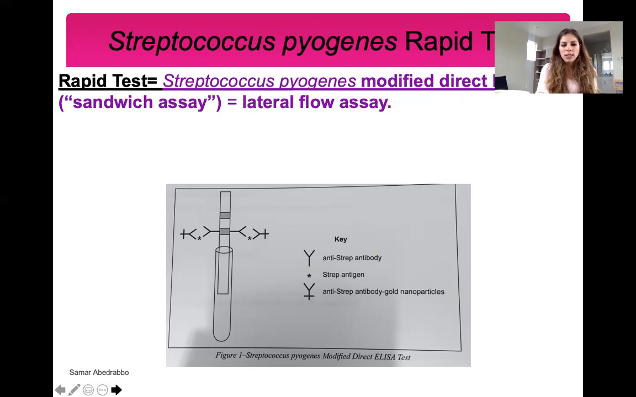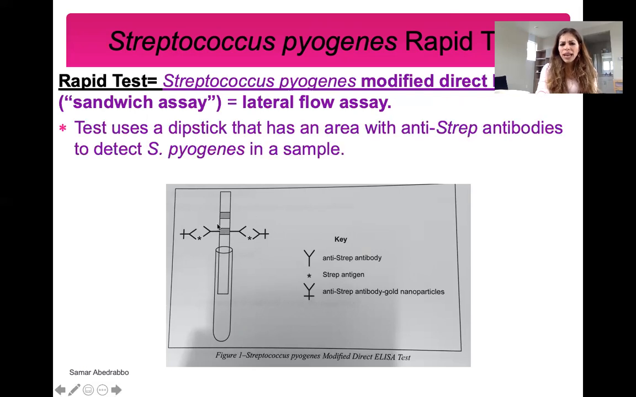How this test works is you have these dipsticks, and I'll show a picture of them in a second. They're basically little pieces of paper, and on these pieces of paper, there's an area that has Streptococcus antibodies, or anti-strep antibodies. Anytime these antibodies on the strip see their antigen, which is Streptococcus pyogenes, they bind to it and you get a band on the strip.